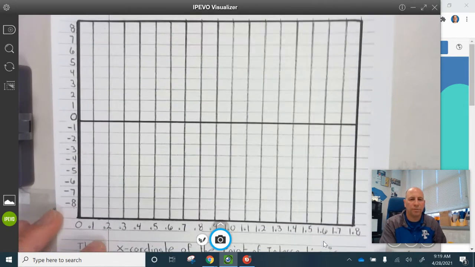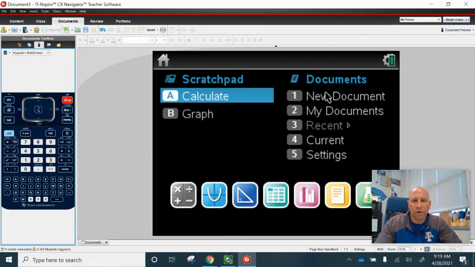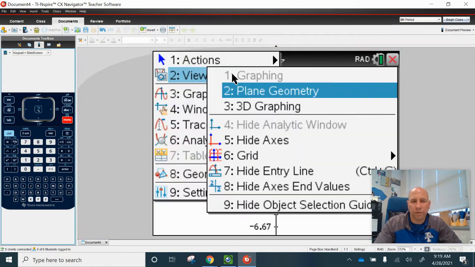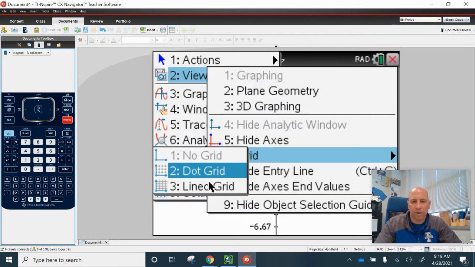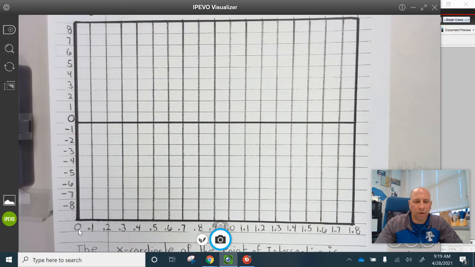All right, take a few moments to draw your graph. Now let's go ahead and graph that in our calculator. So we're going to go on, new document, add graph. Before we do anything else, we want to do menu, view, grid, line grid, and adjust our window to match what's on the paper. So we can see our x min is 0 to 1.8 counting by 0.1s, and our y min is -8 going to 8 counting by 1s.